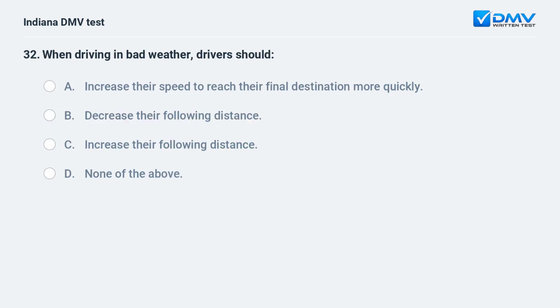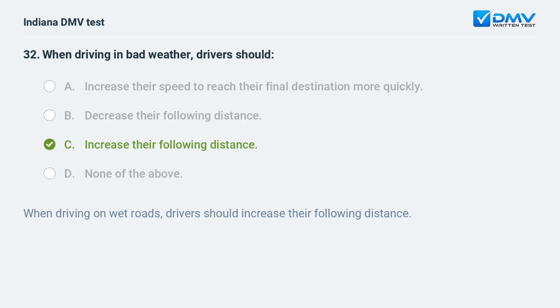When driving in bad weather, drivers should A. Increase their speed to reach their final destination more quickly. B. Decrease their following distance. C. Increase their following distance. D. None of the above. C. Increase their following distance. When driving on wet roads, drivers should increase their following distance.